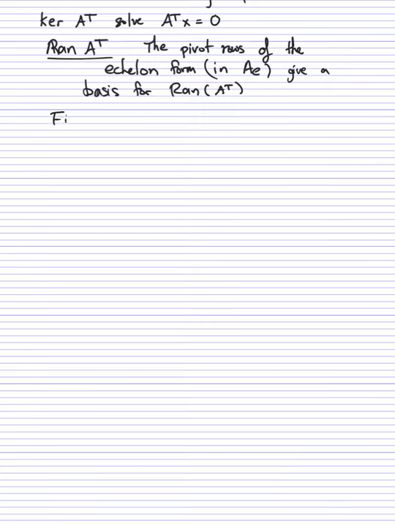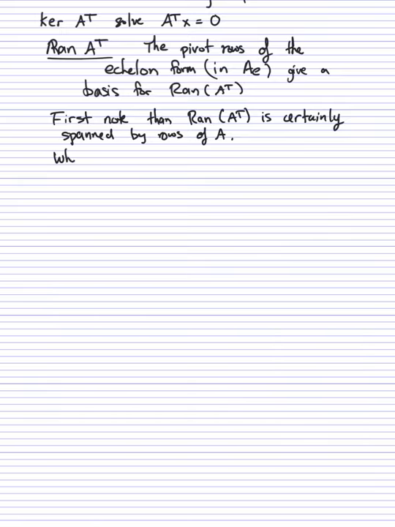So first note that we should be looking at the rows. The range of the transpose is certainly spanned by the rows of A, because the rows of A correspond to the images of standard basis vectors under the transpose map. So if we're looking at the rows of A, that's a good place to start.